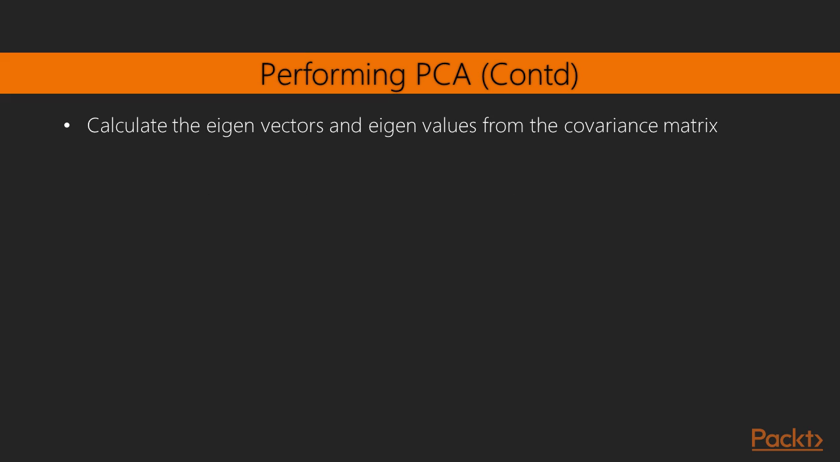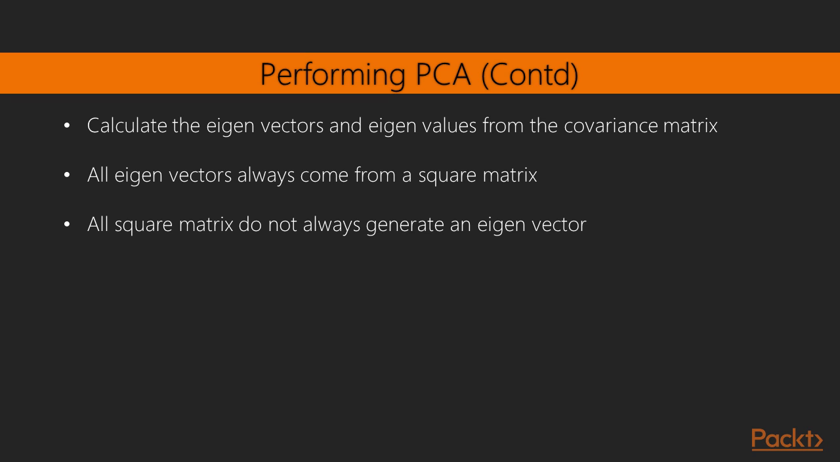Second, calculate the eigenvectors and eigenvalues from the covariance matrix. All eigenvectors always come from a square matrix, but all square matrices do not always generate an eigenvector. All eigenvectors of a matrix are orthogonal to each other. Then we have to create a feature vector by taking eigenvalues in order from the largest to smallest. The eigenvector with the highest eigenvalue is the principal component of the dataset. From the covariance matrix, the eigenvectors are identified and the eigenvalues are ordered from the largest to the smallest. Feature vector is a set of all eigenvalues, eigen1, eigen2, etc., until eigen14.